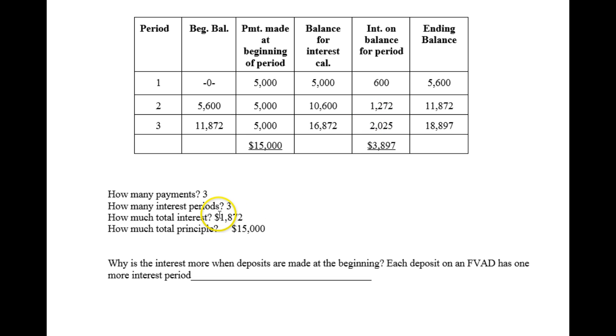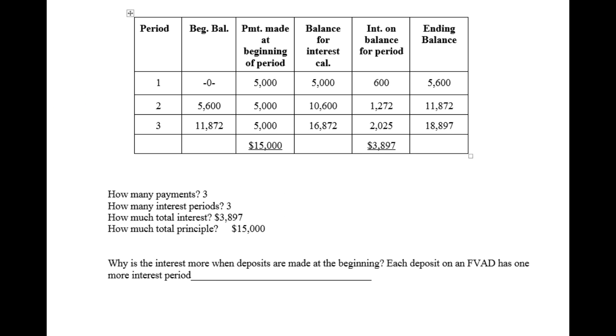And total interest won't be 1,872 in our example. No, it will be $3,897. How much total principal? Still $15,000. So why is there more interest when deposits are made at the beginning? And the answer is there are as many interest periods as there are payments on the future value of an annuity due. It has one more interest period.